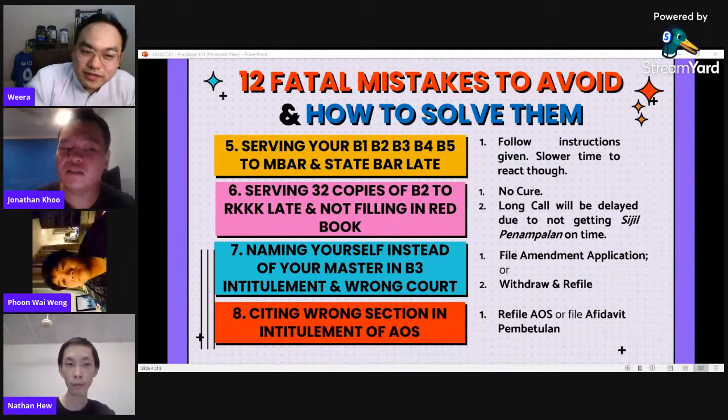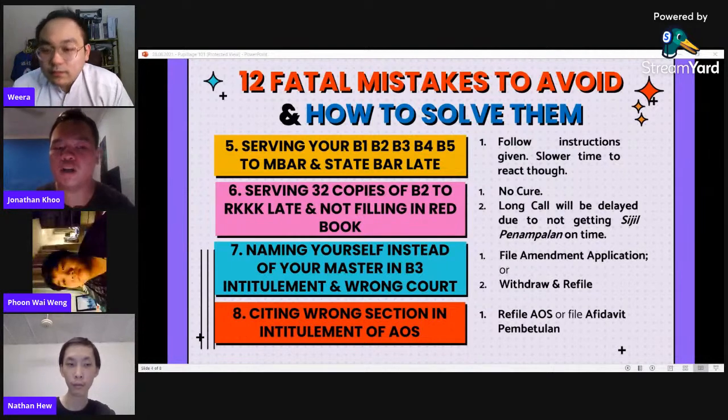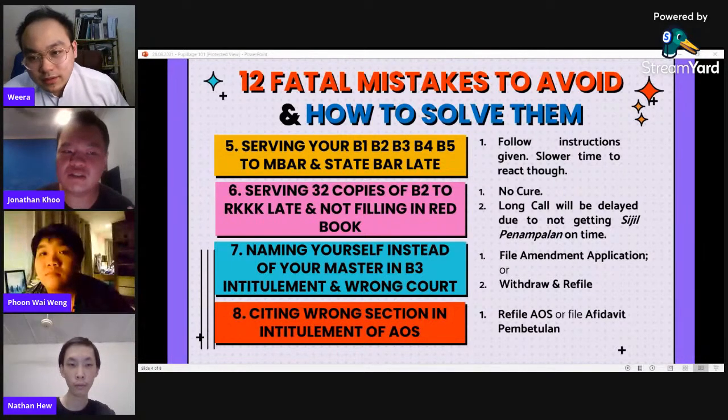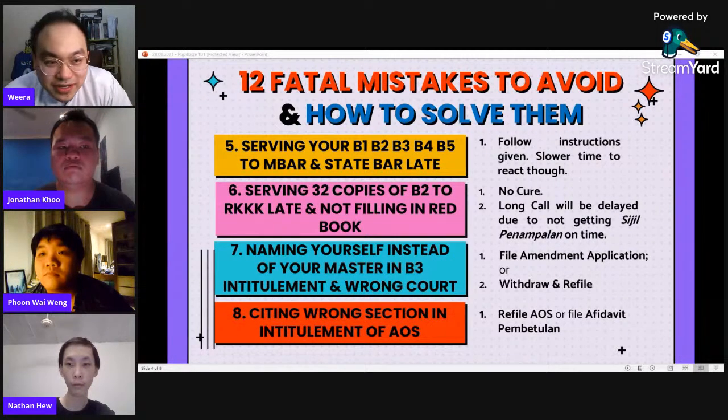Okay, if it's regarding the 32 copies, it needs to be stapled together, but the rest for the exhibits on your Borang 1 and 2 filing, that one need not be stapled together. You can just scan it and you'll be in one document. It's fine. Okay, I think the question, as you mentioned, is from Dashwin.